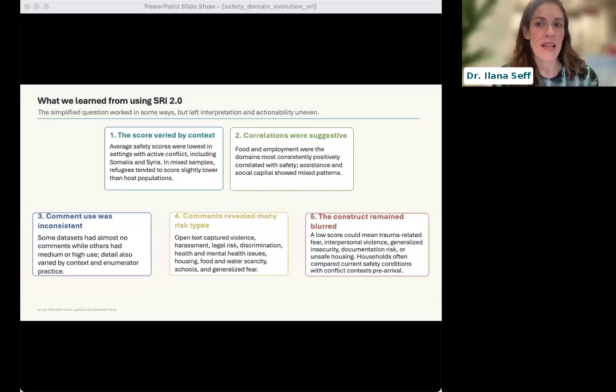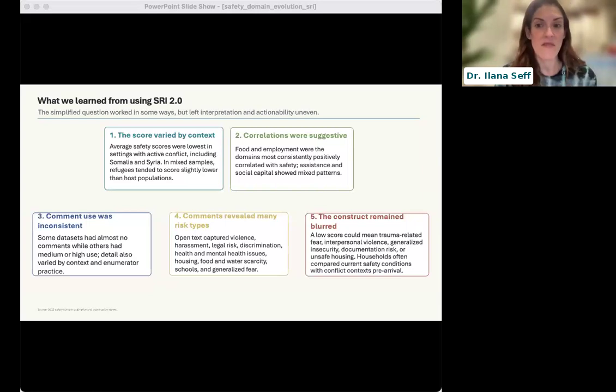We also saw that the safety domain was correlated with other domains where we would expect safety to have an impact. Those who reported safety interfering with more opportunities also had lower food and employment scores. But there were mixed results with assistance and social capital. So we were starting to see some signal that perhaps the safety domain wasn't capturing exactly what we wanted. We also saw that the comment use was inconsistent. Some partners weren't using the comment section at all.